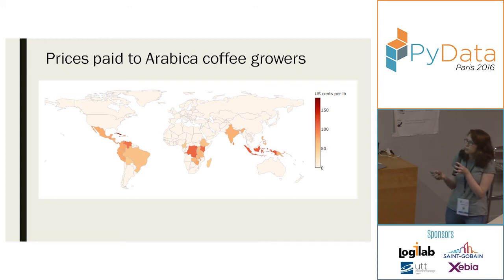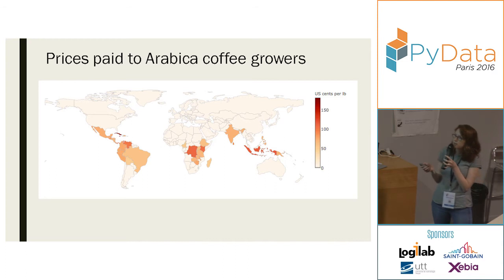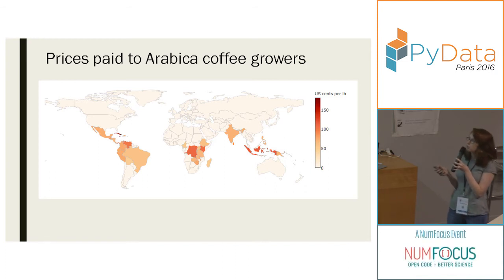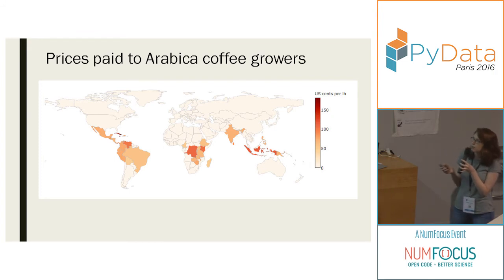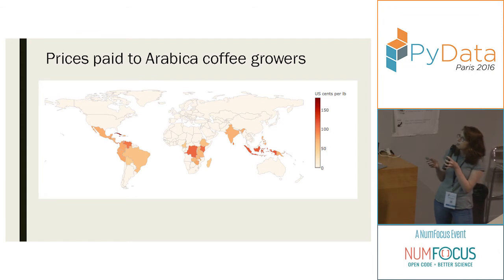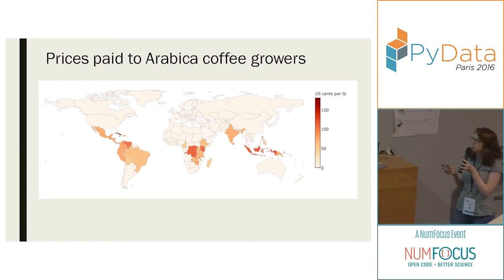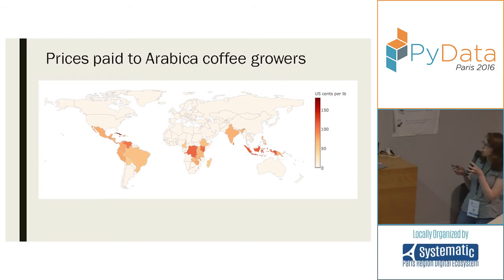So if I open this in a web browser, this would actually be an interactive plot. I'd be able to zoom in, and I would also be able to hover over various countries and see the underlying data. But in the interest of time, I've actually just taken a screenshot. So the pale yellow countries are the countries for which we either have no data or there's no coffee grown in those areas. But you can see some interesting patterns.